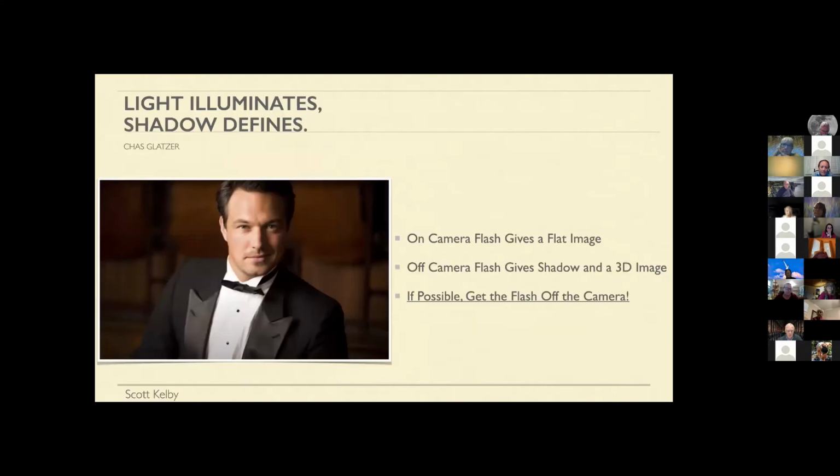Some of you know the professional photographer Chaz Glatzer. And Chaz has a wonderful expression that says, light illuminates, shadow defines. And that's very well shown in this photograph here, where the flash is clearly off on the left side of the model, as we see, and it's illuminating the left side of his face as we are looking at it, and casts a shadow on the right side. Now, an on-camera flash gives a flat image, but an off-camera flash gives shadow and depth to an image. So if possible, get the flash off the camera.